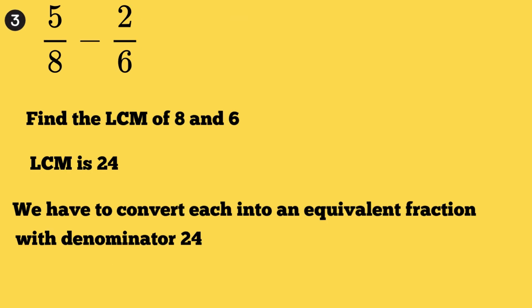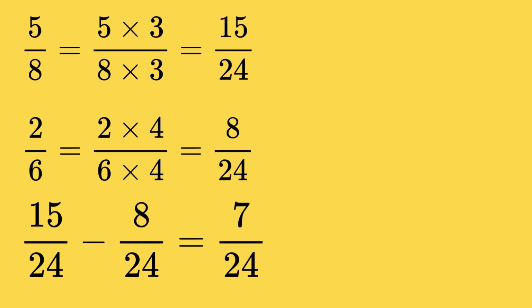Let's look at our third problem, which is 5 by 8 minus 2 by 6. We have to find the LCM of 8 and 6. Now, the LCM is 24. We have to convert each of the fractions into an equivalent fraction with denominator 24. Let's look at the first fraction, 5 by 8. We have to multiply the denominator 8 by 3 to give us 24. Therefore, the numerator 5 will also be multiplied by 3 to give us 15. The fraction will become 15 by 24.